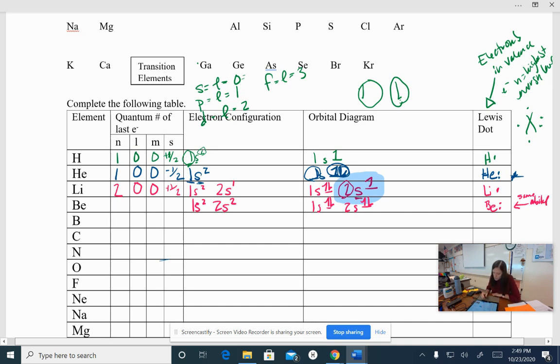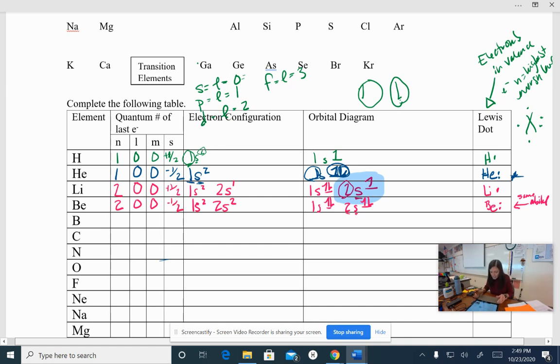Okay, so my quantum numbers, I have my 2 for my second energy level. I have my S, so S means my L is 0, which means my M is also 0. And it's a down spin, so it's a -1/2.